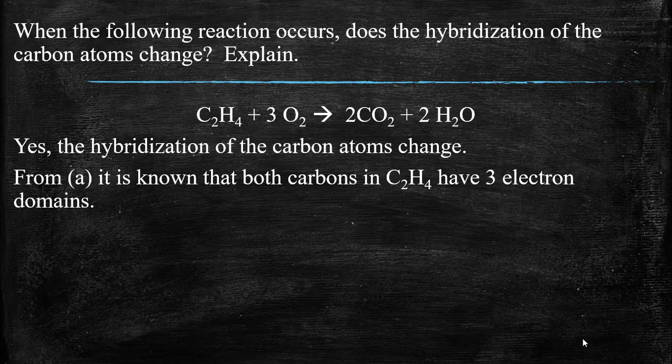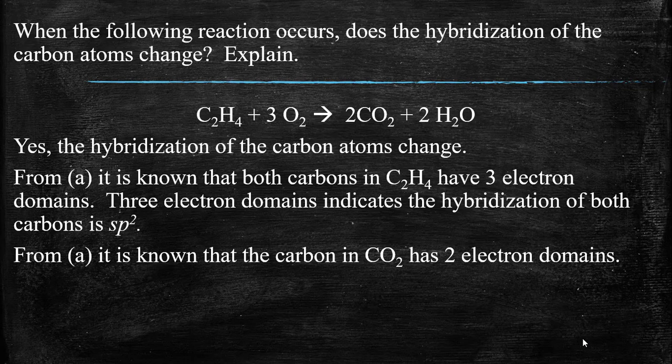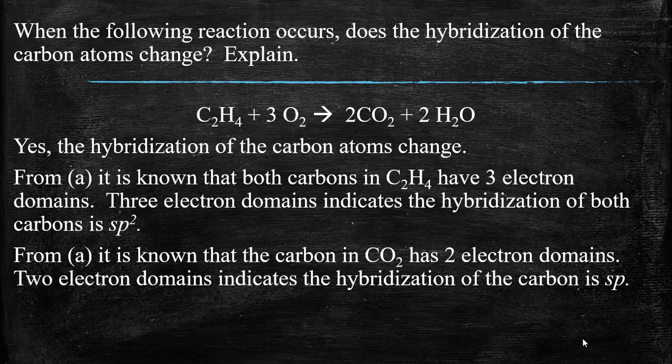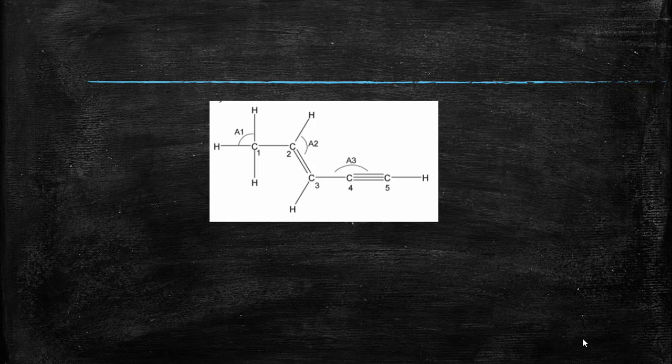The explanation: from A, it is known that both carbons in the ethane have 3 electron domains. 3 electron domains means sp2 hybridization. Also from A, it is known that the carbon in carbon dioxide has 2 electron domains, which means it has a hybridization of sp. Since sp2 is not the same as sp, then yes, the hybridization has changed. QED. Then you are given this molecule and you're asked several questions about bond angles, etc.